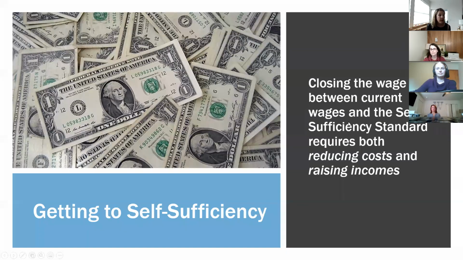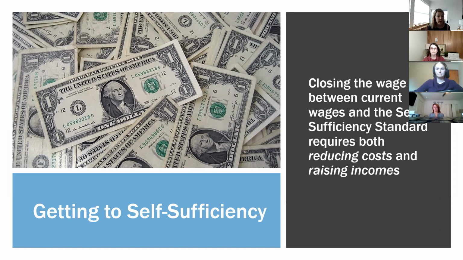So there are two strategies to getting families to self-sufficiency. You can reduce costs and you can raise incomes. For many low-income families, public assistance for necessities such as childcare, healthcare, and housing are sometimes the only means to meet their basic needs. However, if we're going to get families to long-term self-sufficiency, this really requires the ability of families to meet basic needs without any public or private assistance.